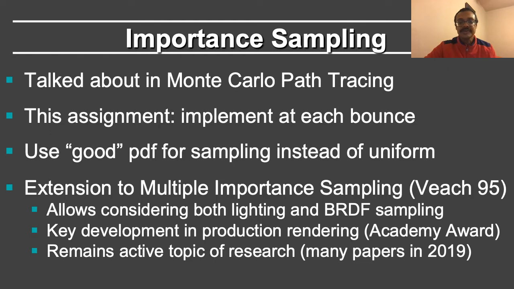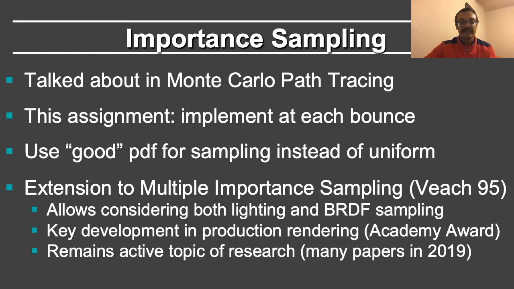We will also discuss an extension to multiple importance sampling, which is a famous paper by Eric Veach and Leonidas Guibas in 1995. It allows one to combine multiple importance sampling methods such as sampling according to the lighting or according to the BRDF and the scene. It's widely regarded as a key development in physically based rendering and Monte Carlo path tracing. In fact, it is so important that very recently it was issued a Technical Academy Award, actually a Scientific and Engineering Academy Award, to Eric Veach. And it remains a topic of active interest.